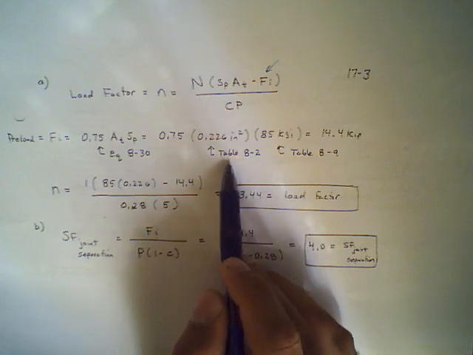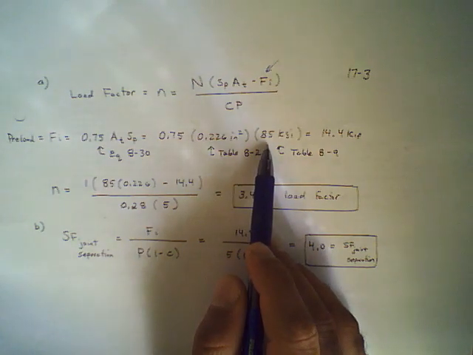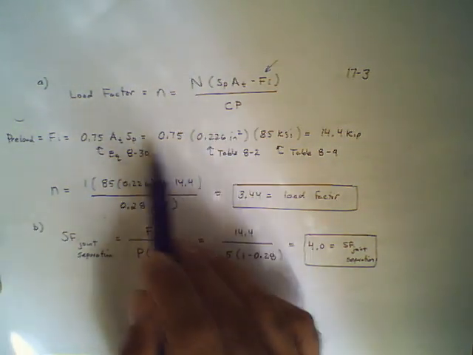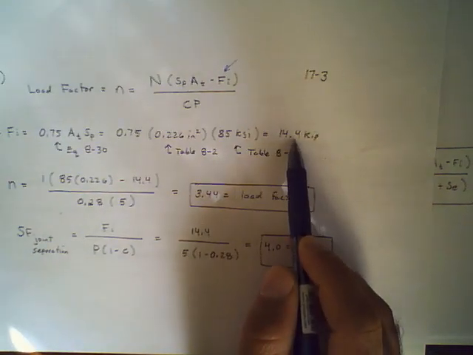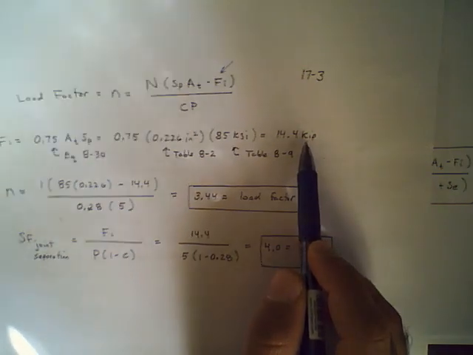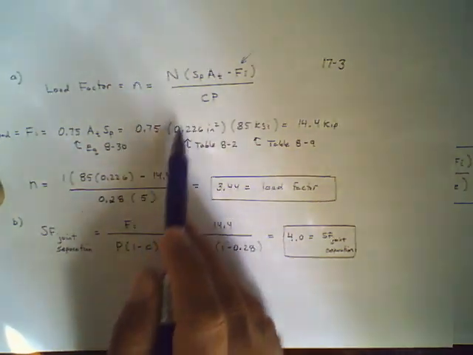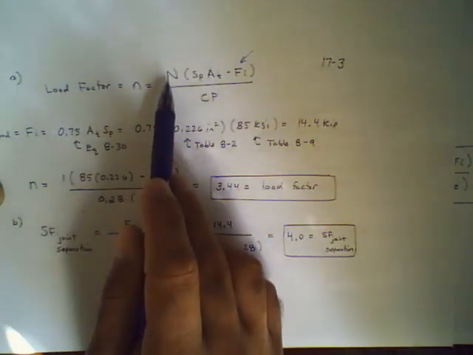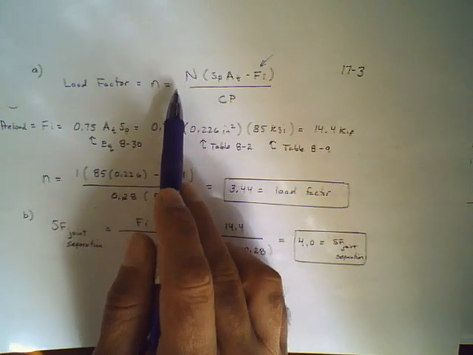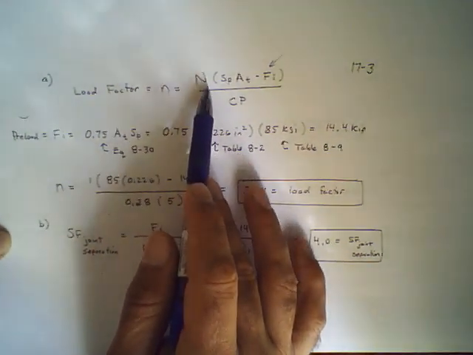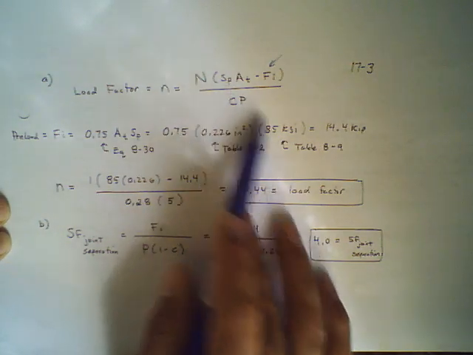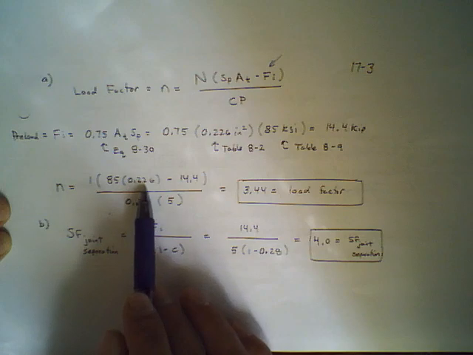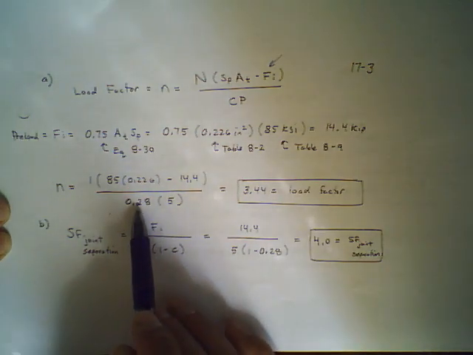This is from table 8.2 in our notes. The proof strength is based on the grade 5, so the proof strength would be 85 KSI. So we calculate the preload to be 14.4 kilopounds. Now we can calculate our load factor. Since we are only applying the safety factor on a single bolt, there's only one bolt in the assembly, n is equal to 1. SP was just calculated, so 85 multiplied by 0.226, minus 14.4, divided by CP.